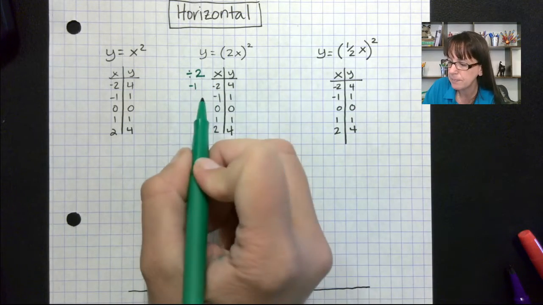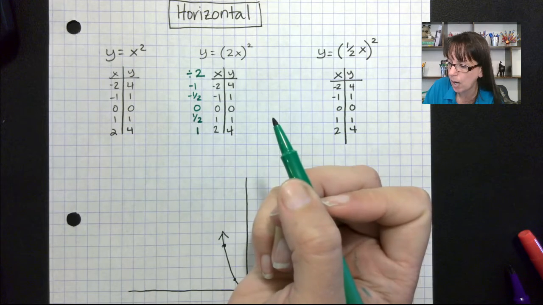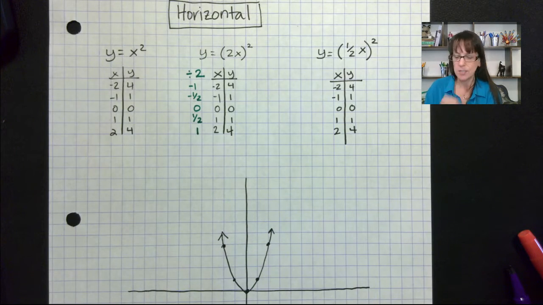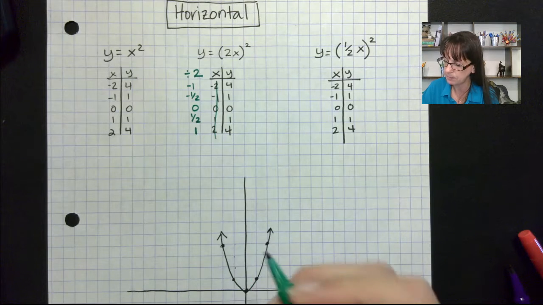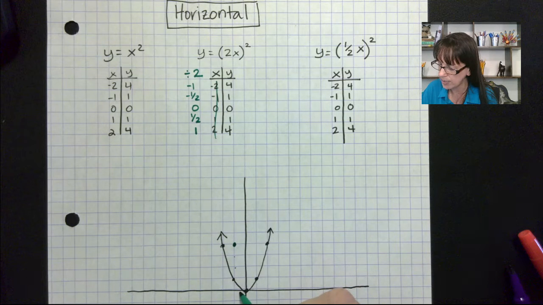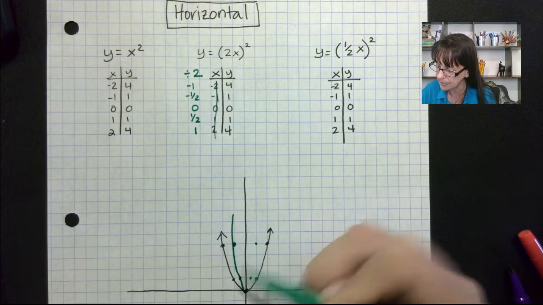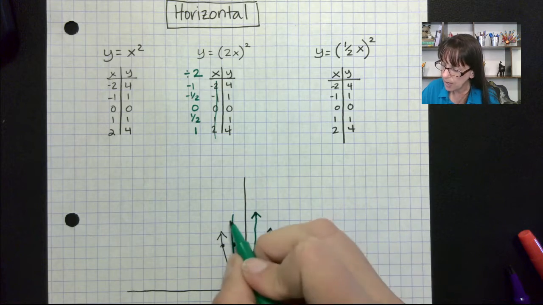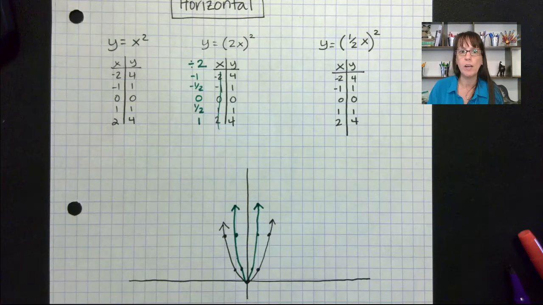So if I do that, I get -1, -1/2, 0, 1/2, and positive 1. So what does that look like? Then we don't graph those guys. So we go over -1 up 4, over -1/2 and up 1, over 0, 0, and then over 1/2 up 1, and then over 1 up 4. So that ends up looking like this. As we talked about, this is horizontal, and this is greater than 1, so you can see that it is compressed horizontally. It's coming this way.